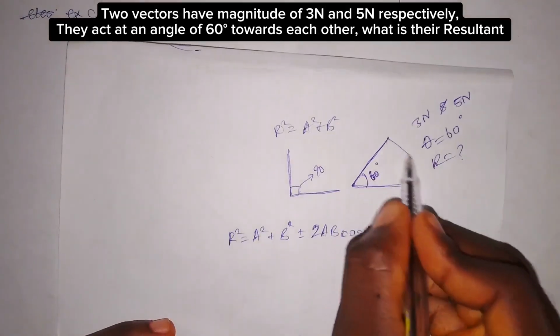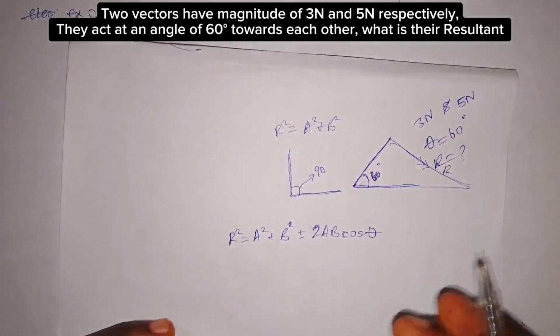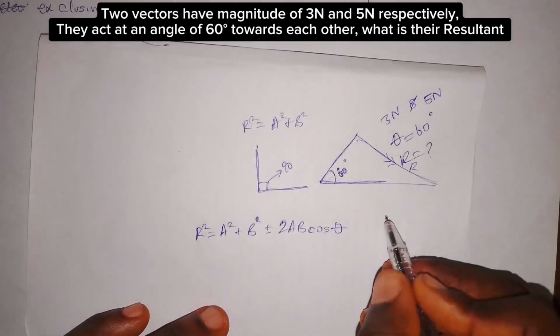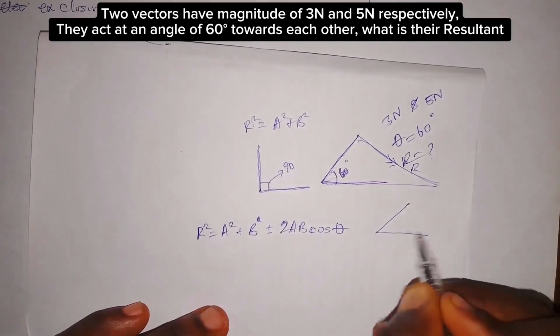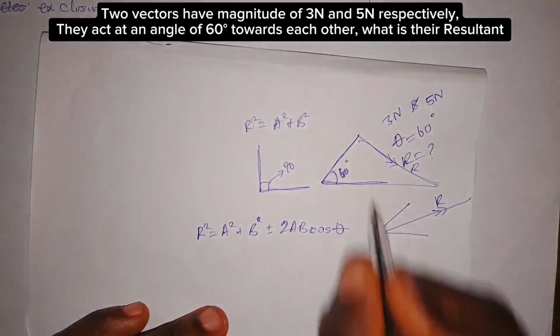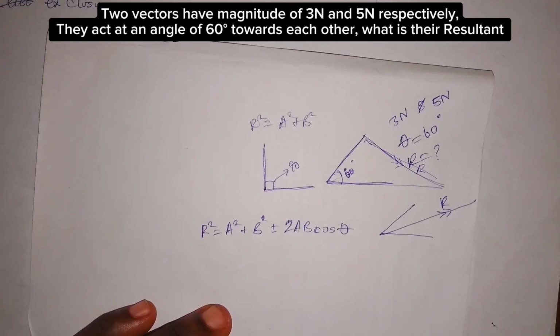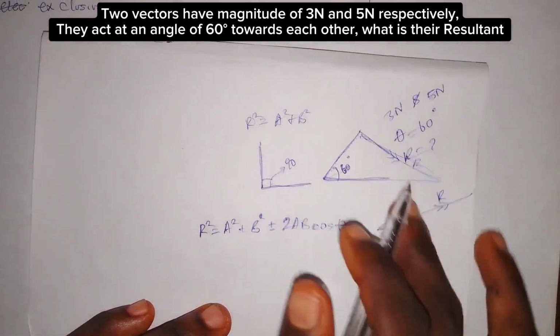We should look for the resultant. The resultant can be something like this, or it can be something like this. They are the same thing. Just go back to our previous video on diagonal vector, and you will know how to differentiate these two diagrams and all.